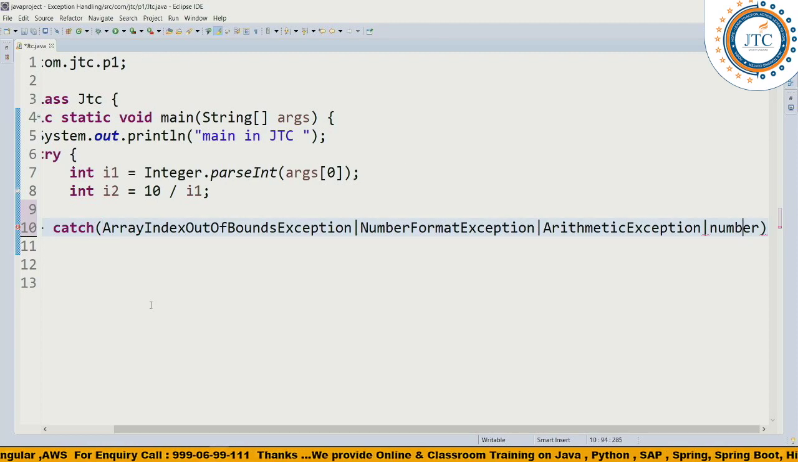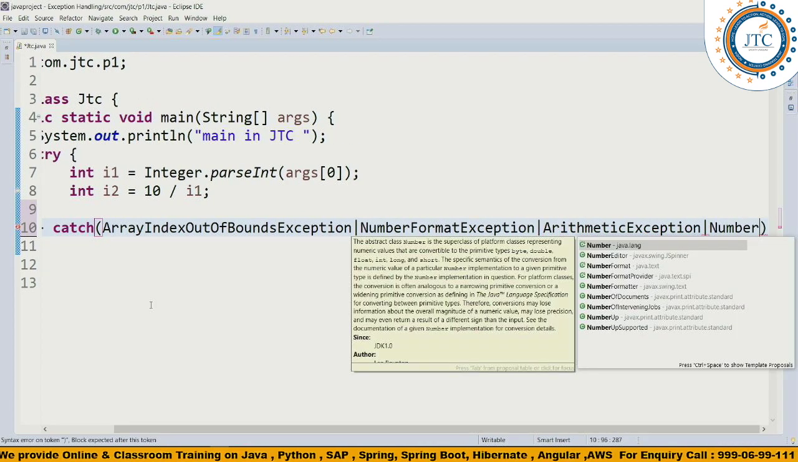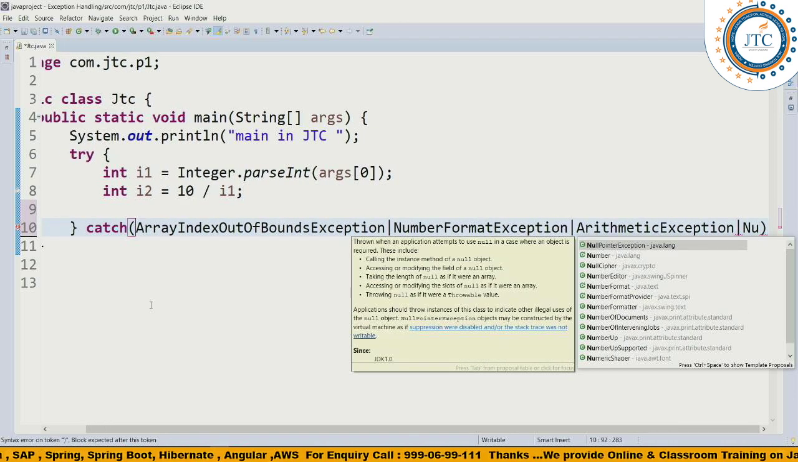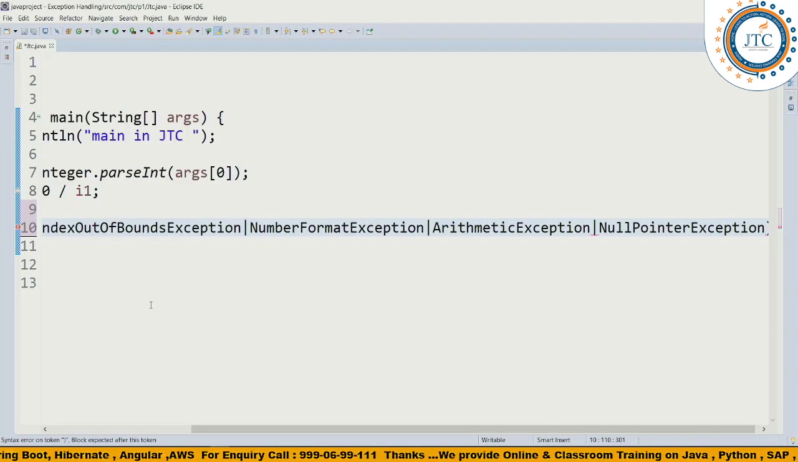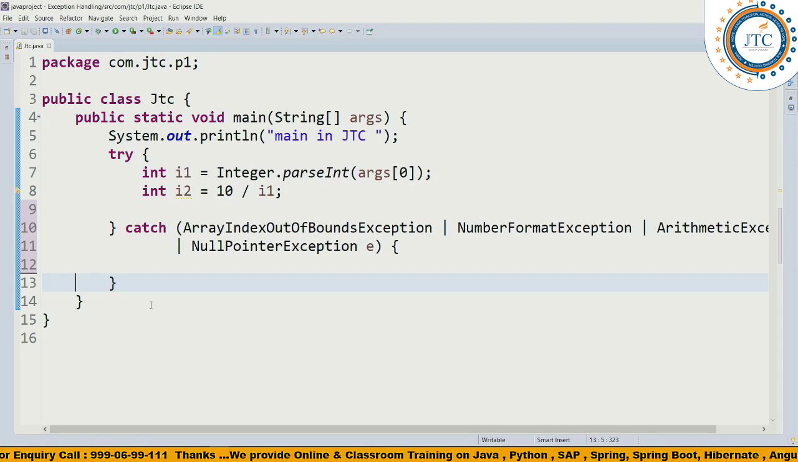Okay, already I have written NumberFormatException. NullPointerException I'm doing. All that I can write here. You can keep it in mind, this is one basic thing which I have written here.